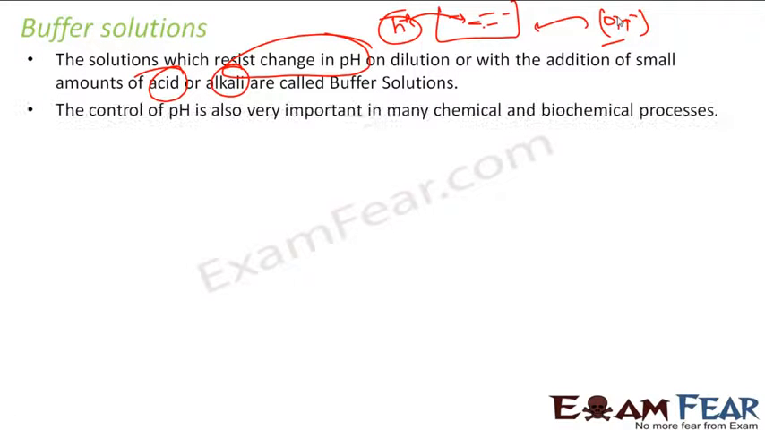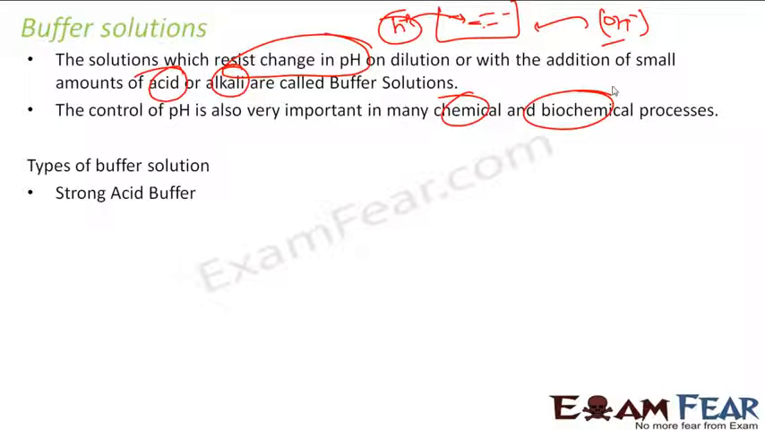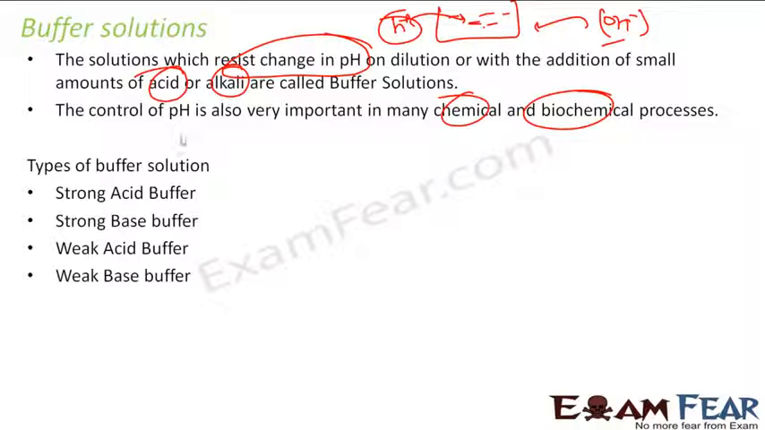So what is the use of buffer solution? It plays a very critical role in our biochemical and chemical processes. We will talk about that. Blood is an example of a buffer solution. It has a specific pH. Even if you try to increase or decrease the H plus ion concentration, the pH won't change. We'll discuss buffer solutions. There are four kinds of buffer solution: strong acid buffer, strong base buffer, weak acid buffer, and weak base buffer. We'll discuss all these four now.